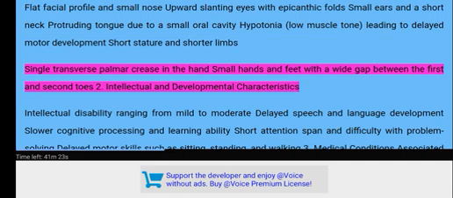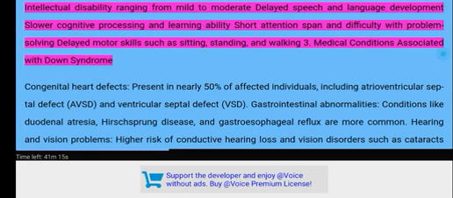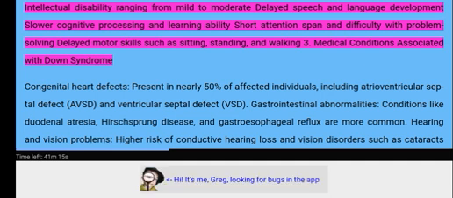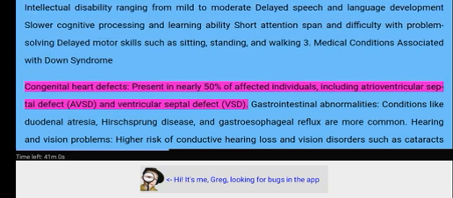2. Intellectual and developmental characteristics. Intellectual disability ranging from mild to moderate, delayed speech and language development, slower cognitive processing and learning ability, short attention span and difficulty with problem-solving, delayed motor skills such as sitting, standing, and walking. 3. Medical conditions associated with Down syndrome.